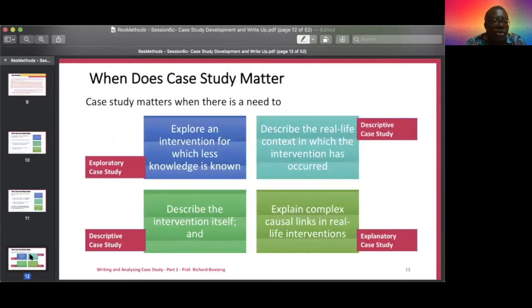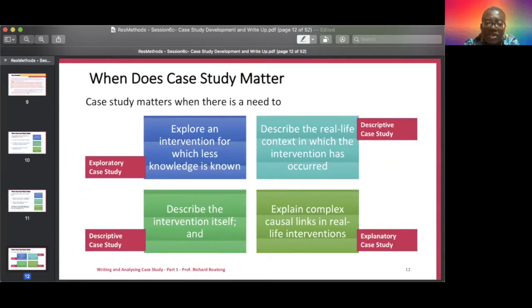Okay. Now, case study matters because we want to explore an intervention about which less knowledge is known. So that will give us an exploratory case study. Or when we need to describe a real world life context in which an intervention has occurred. Like, let's say this COVID-19 issue, and you want to do a case study on it. So you are describing something that has occurred in the real world, and then you may want to explore the intervention that government has put in place to address it.